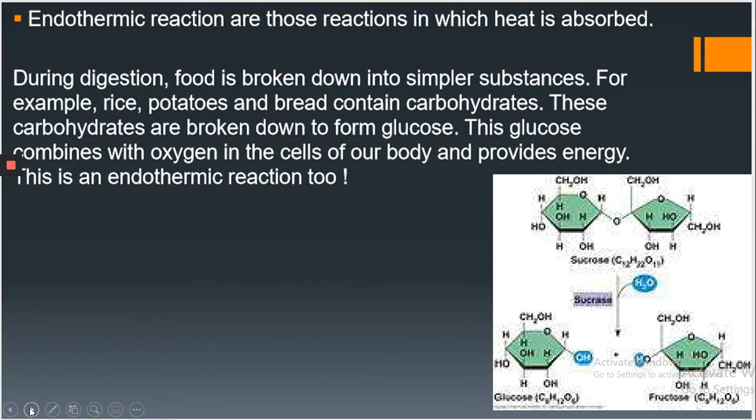Next one is endothermic reactions. Endothermic reactions are those reactions in which heat is absorbed. During digestion, food is broken down into simpler substances. For example, rice, potato and bread contain carbohydrates. These carbohydrates are broken down to form glucose, and this glucose combines with oxygen in the cells of our body and produces energy. So this is an example of an endothermic reaction.